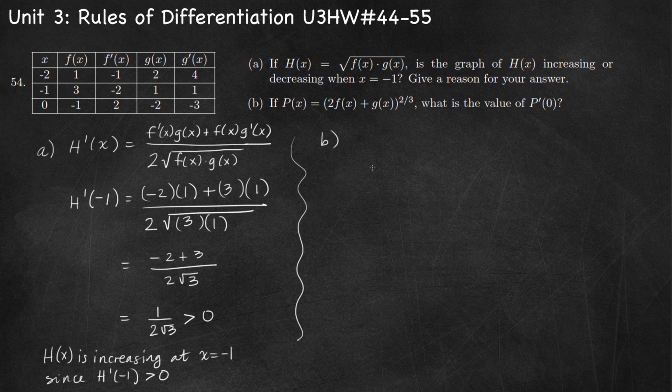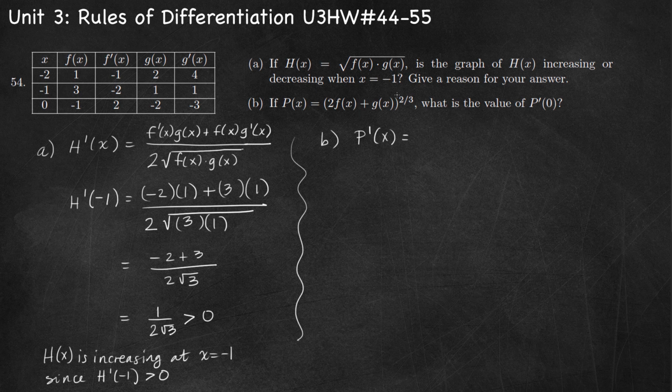Part B, p of x equals 2f plus g all to the power 2/3. What is the value of p prime of 0? So first we find p prime of x. We're going to need chain rule for this because it's in the form of stuff raised to the power 2/3. The outside function is u to the power 2/3. The inside function is 2 times f plus g.